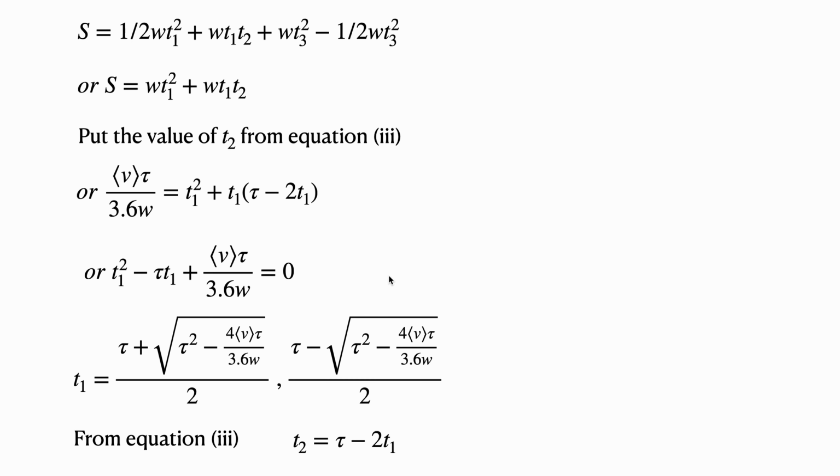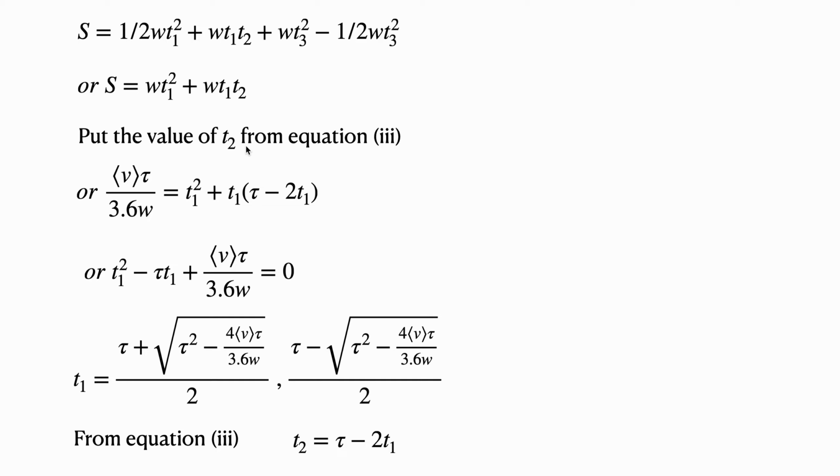From the consideration of time durations t1, t2 and t3, in which the car has acceleration, deceleration of constant value and uniform motion, we can get the equation of displacement as s equals half wt1 square plus wt1 t2 plus wt3 square minus half wt3 square, using the kinematic equation that displacement equals ut plus half at square. On simplification, we get the displacement as s equals wt1 square plus wt1 t2.